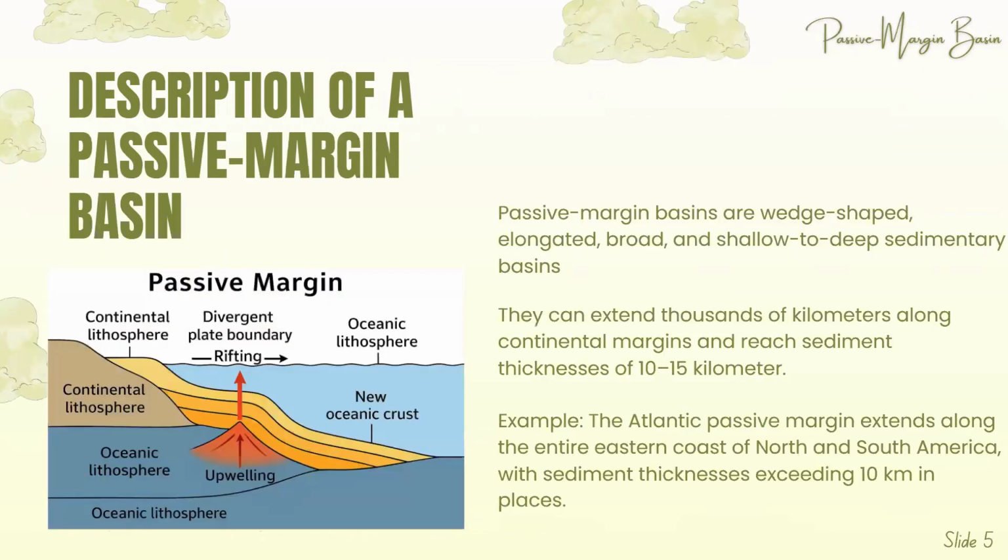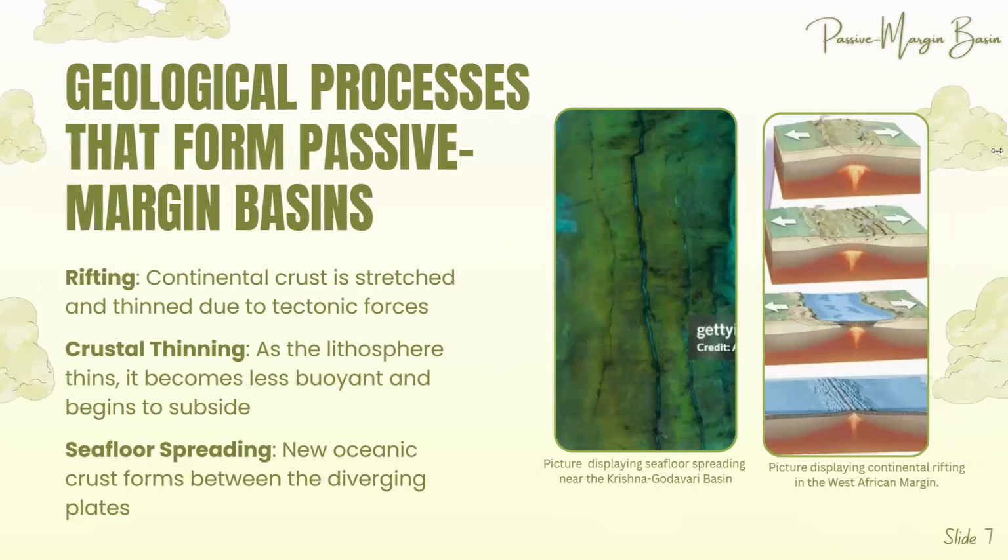For example, the Atlantic passive margin extends along the entire eastern coast of North and South America, with sediment thickness exceeding 10 kilometers in places. Geological processes forming the basin. The formation of passive margin basins involves several key geological processes.